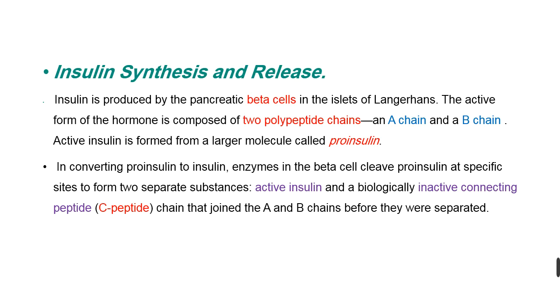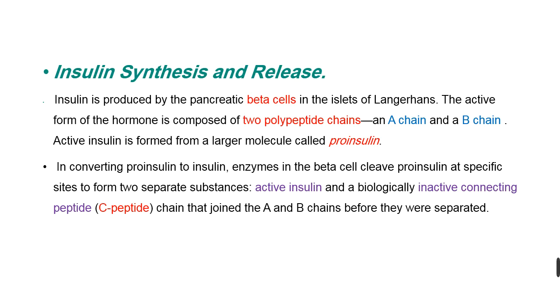Now, we have to know how insulin is synthesized and released into the circulation. As we remember, insulin is produced from beta cells in the islets of Langerhans. The active form of insulin is composed of two polypeptide chains, the A chain and the B chain. Active insulin is formed from a large molecule called proinsulin. In converting proinsulin into insulin, enzymes in the beta cells cleave proinsulin at a specific site to form two separate substances, which are the active insulin and a biologically inactive connecting peptide, which is called C-peptide.